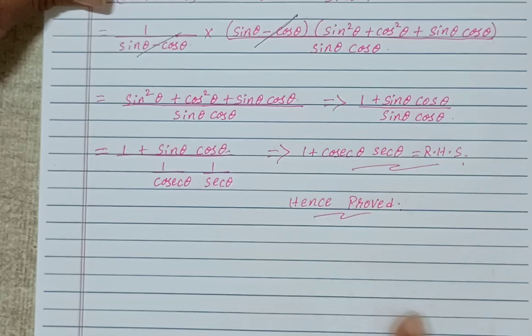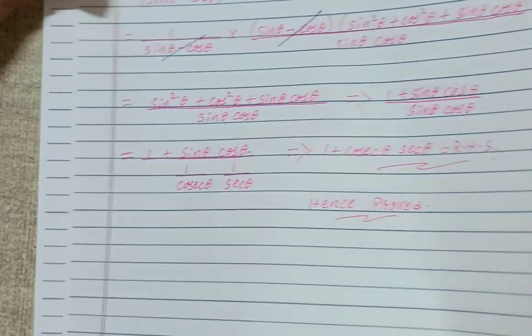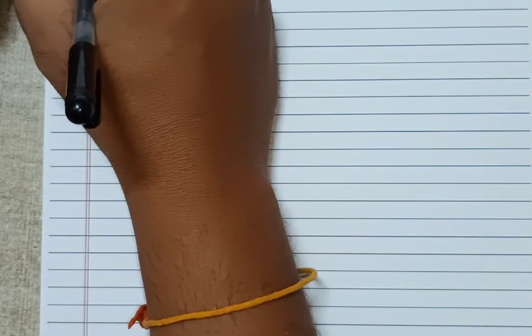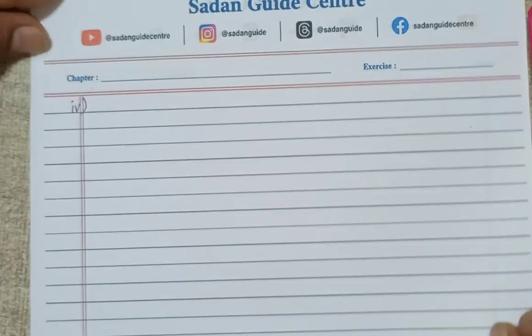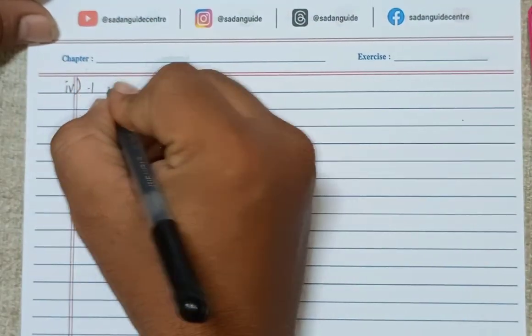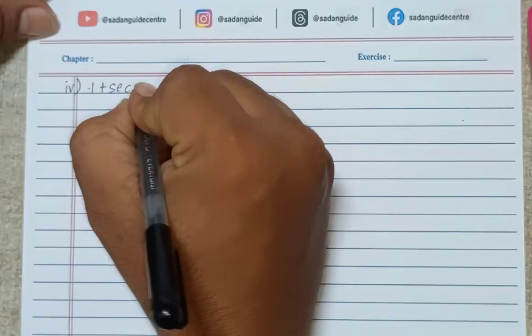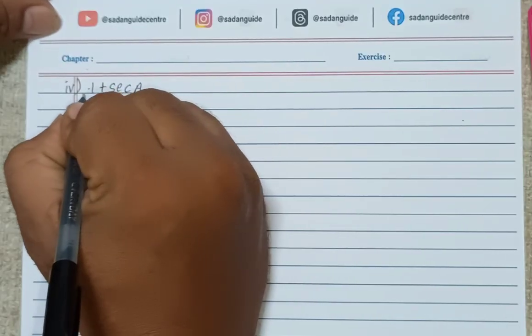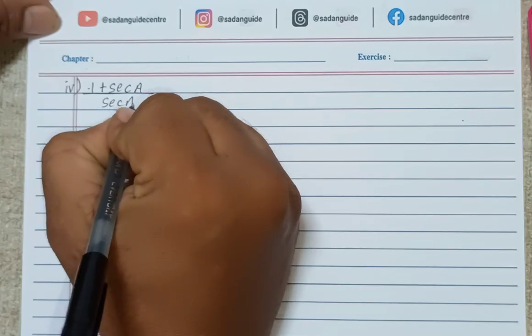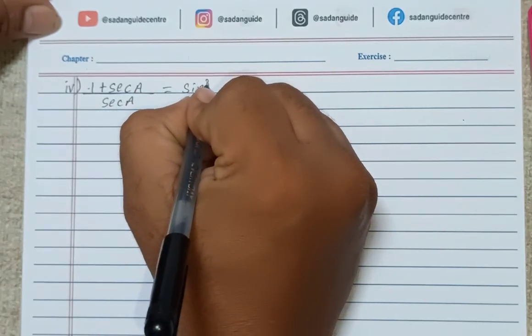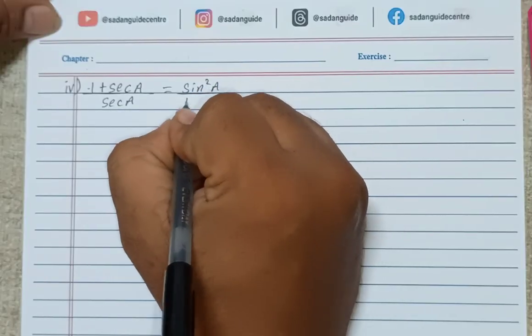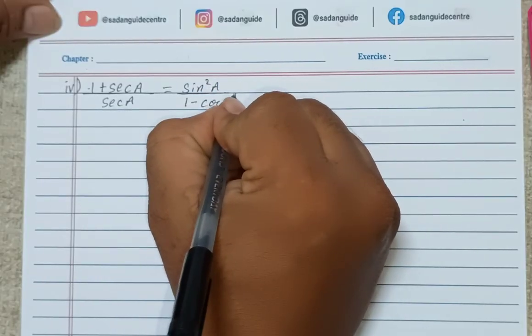Okay, children. And with this, one more we will solve, the fourth problem, right? So now, fourth one, the question from the textbook: (1 plus secant A) whole divided by secant A, which is equal to sin square A divided by 1 minus cos A.